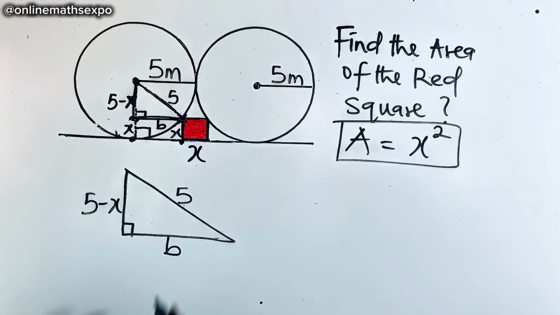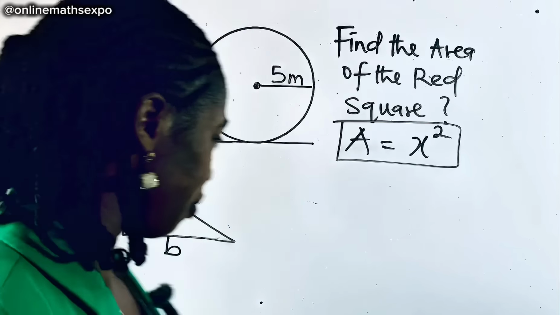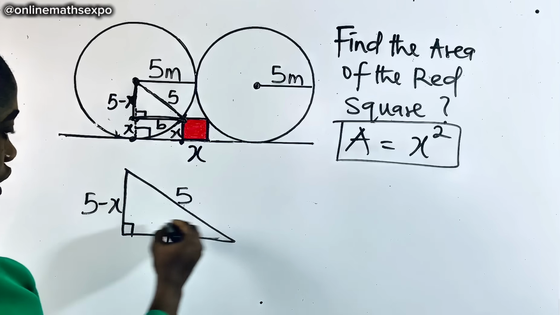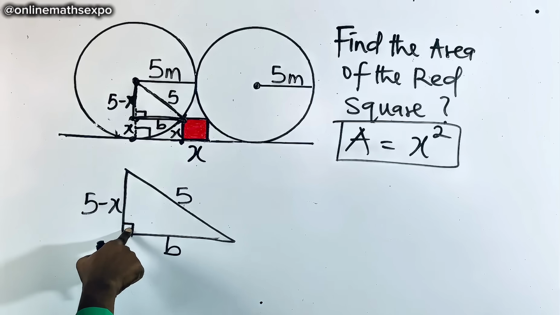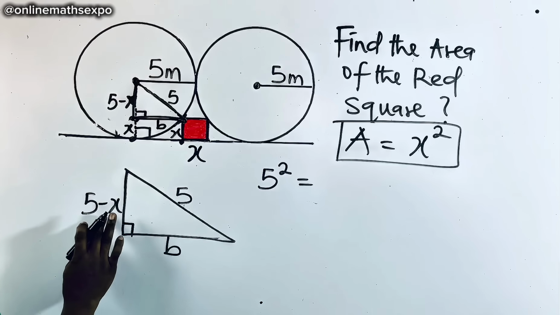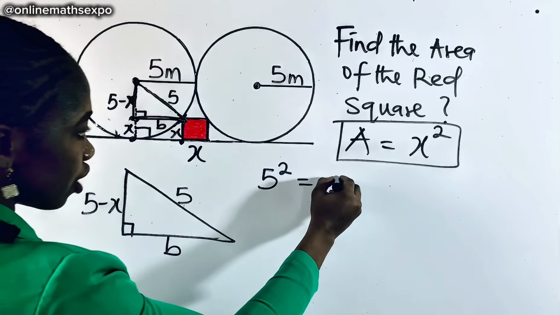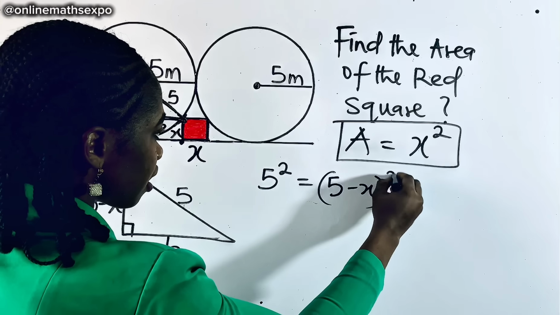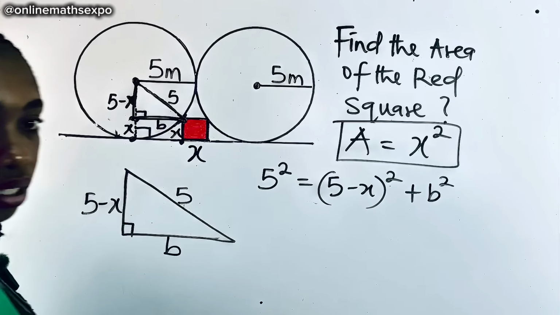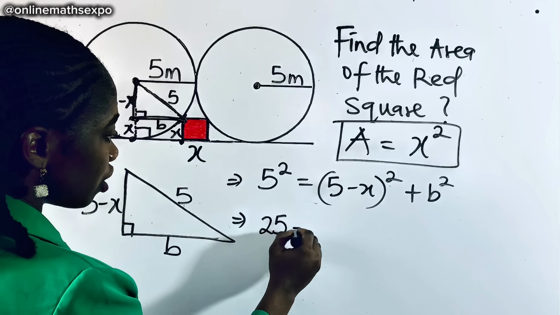Now, what do we do? Whenever you work with the sides of a right triangle, use your Pythagorean theorem. By the Pythagorean theorem, this is the longest side, so you square the longest side, because it is the side opposite the 90 degree angle. So it gives you 5 squared is equal to the sum of the squares of the two other sides. We square each of these. It gives (5 minus x) squared plus the square of this base, so we have b squared. Now, 5 squared gives us 25 is equal to.